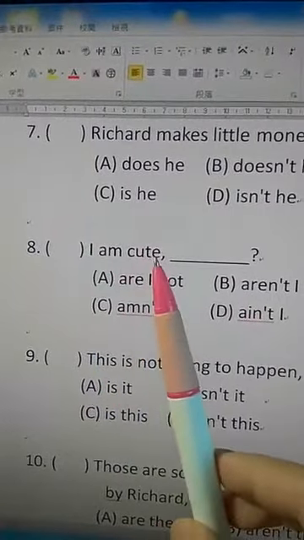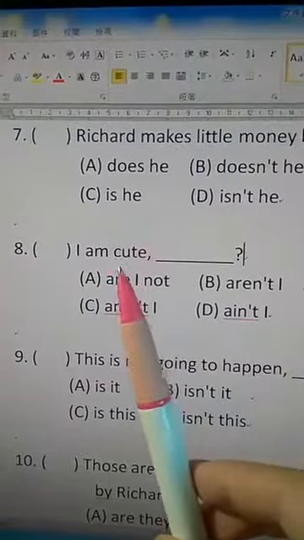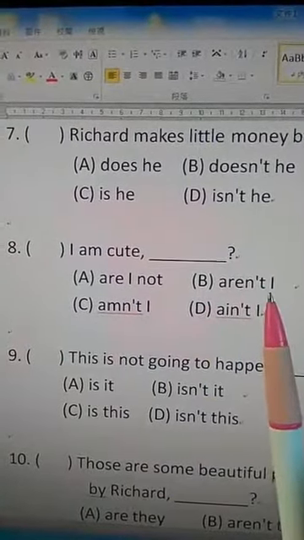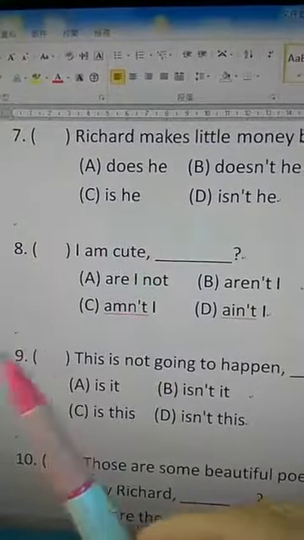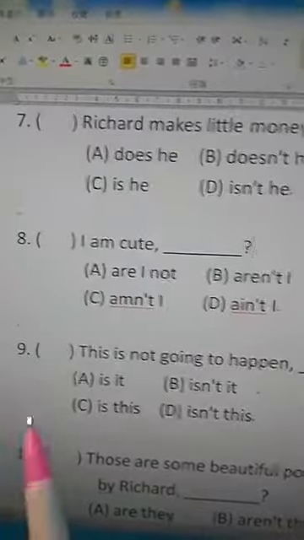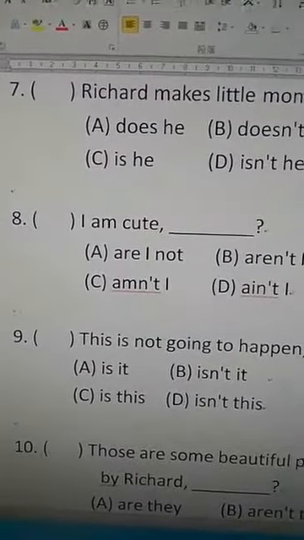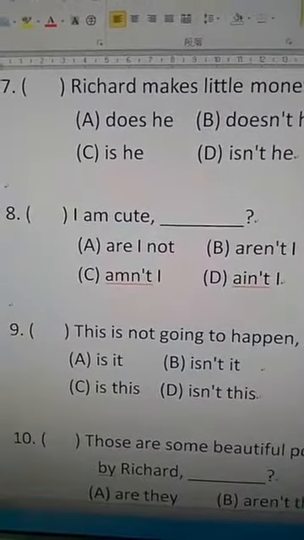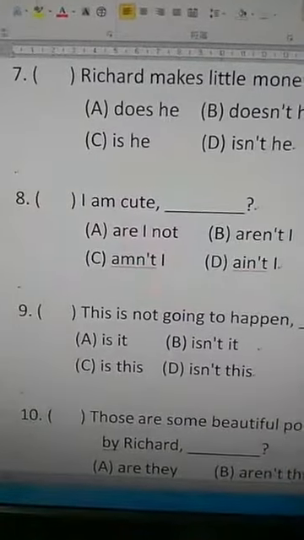I am cute. We have two kinds of answers for this, and they are both correct. One is aren't I, the other is am I not. Okay? This is very important. Please remember this. That's the reason why I give you a quiz like this. Hopefully you can understand my point.